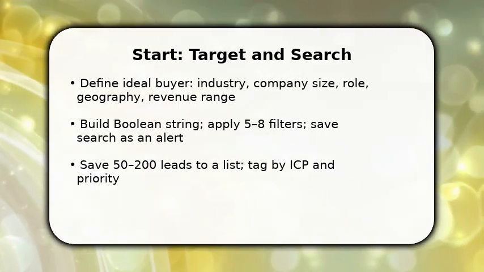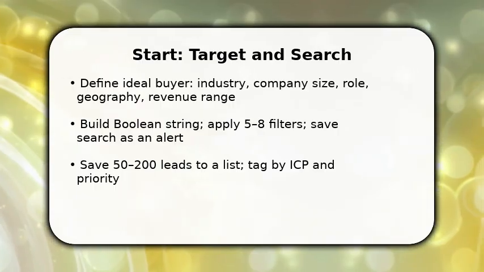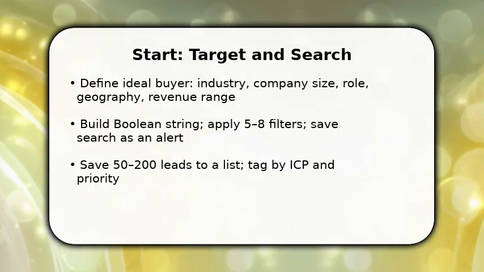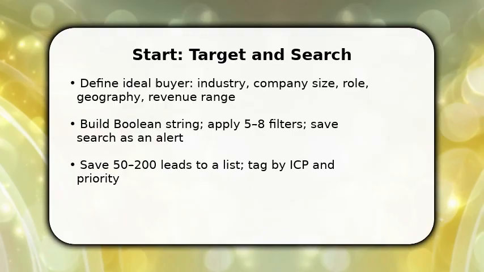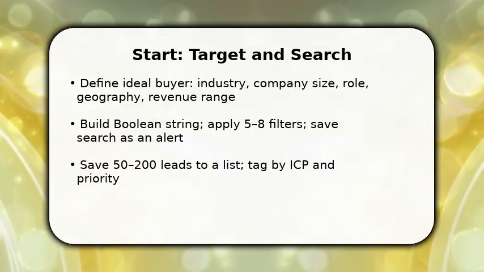Next, save the first 50 to 200 prospects into a named list and tag them by ICP and priority. This creates the dataset you will act on immediately.